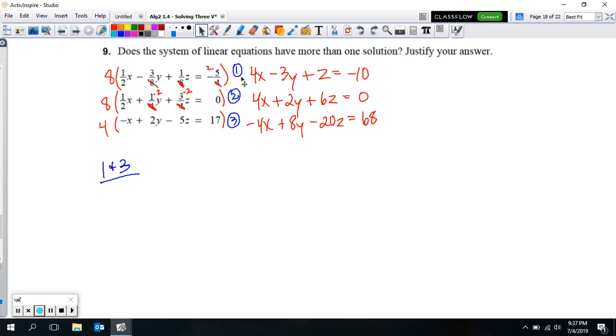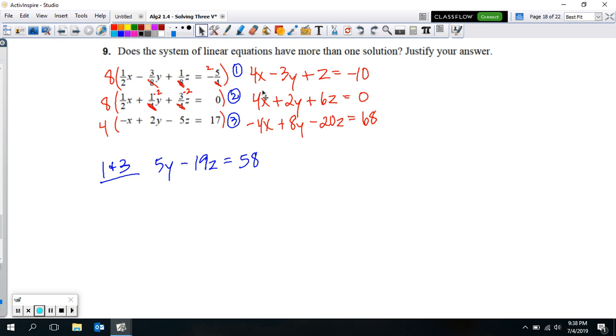So when I quickly do 1 and 3, I can just go ahead and notice I'm going to cross out the x's, just combine the y numbers together. So -3 plus 8, that's going to be 5y, and then the z's, take 1z away from 20, that's -19z, and then take 10 away from 68, that's going to be 58. So that gives us a new equation for 1 and 3. So there's our new equation.